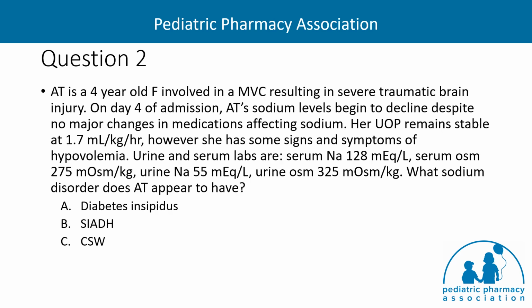AT is a 4-year-old female involved in an MVC resulting in severe traumatic brain injury. On day 4 of admission, AT's sodium levels begin to decline despite no major changes in medications affecting sodium. Her urine output remains stable at 1.7 mL per kilo per hour. However, she has some signs and symptoms of hypovolemia. Urine and serum labs are serum sodium 128 milliequivalents per liter, serum osmolality 275 milliosmoles per kilo, urine sodium 55 milliequivalents per liter, urine osmolality 325 milliosmoles per kilo. What sodium disorder does AT appear to have? AT has cerebral salt wasting.